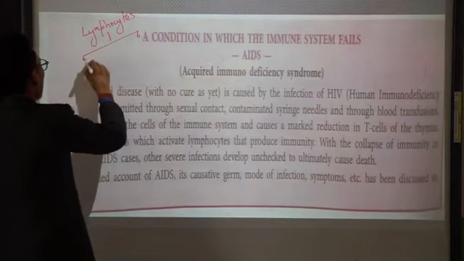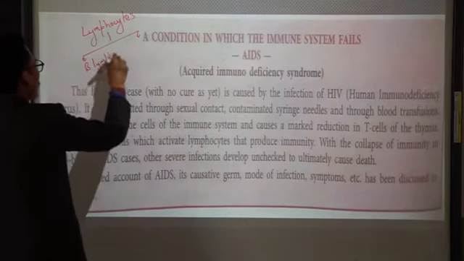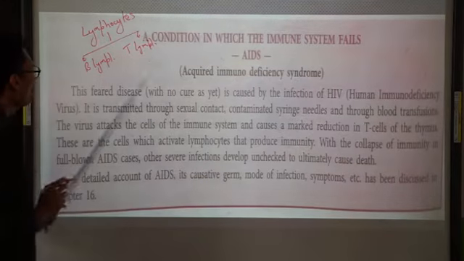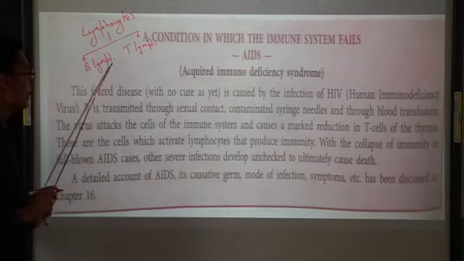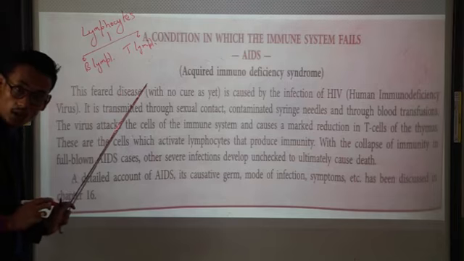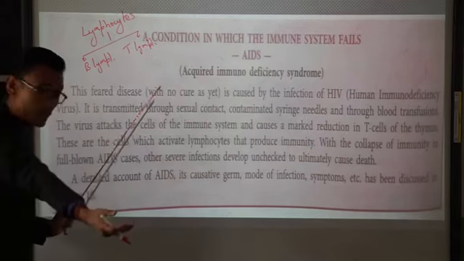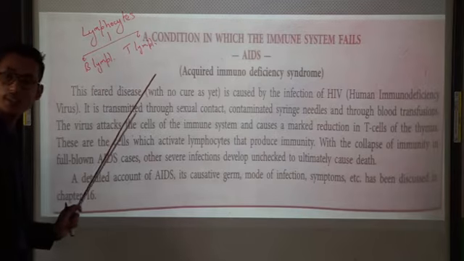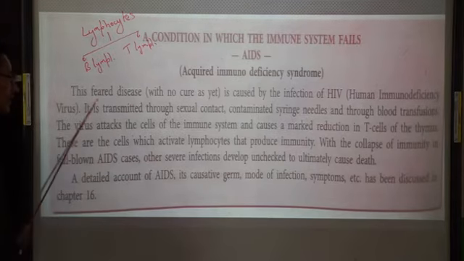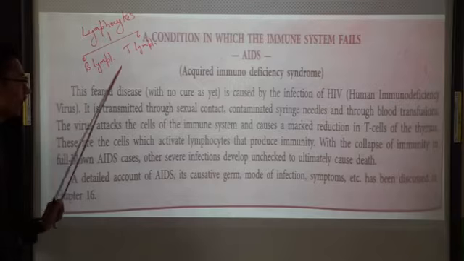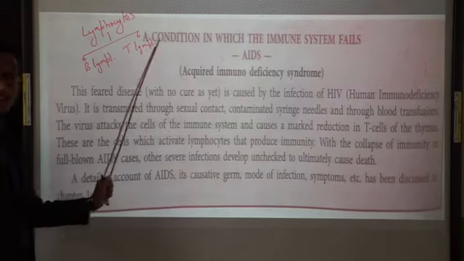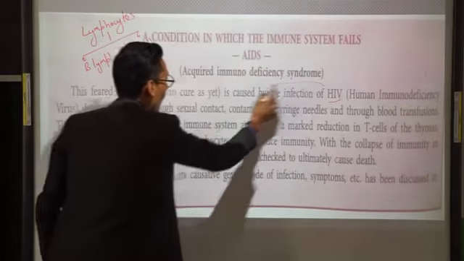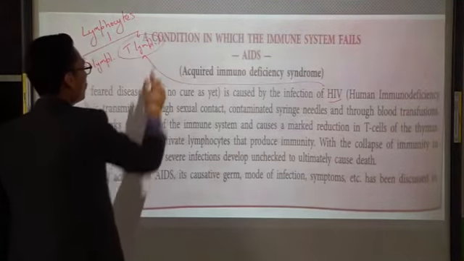We will write it: B lymphocytes and T lymphocytes. B lymphocytes help in the production of antibodies. Antibodies provide immunity. And T lymphocytes help the B lymphocytes in the formation of antibodies. Clear? So this particular HIV virus will go and attack the T lymphocytes.